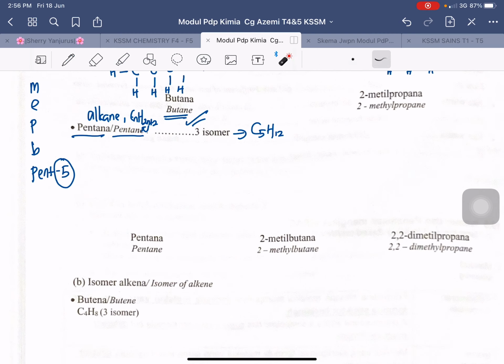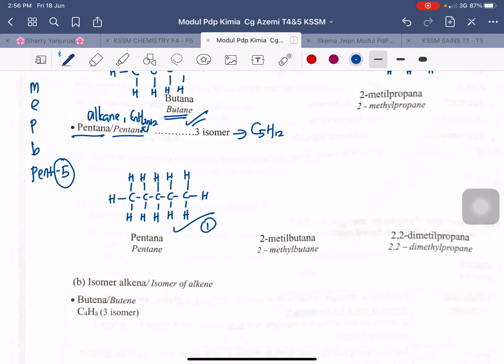Tengok dulu ada berapa biji C? Ada 5 C. So we draw 5 C. 1, 2, 3, 4, 5. And then ada berapa H? 1, 2, 3, 4, 5, 6, 7, 8, 9, 10, 11. So this is the first isomer. Inilah isomer pertama. Kalau dalam exam kena suruh lukis isomer, lukis saja yang rantai lurus, straight chain pun sudah dapat markah. Lukisan 1 markah, nama also 1 markah.